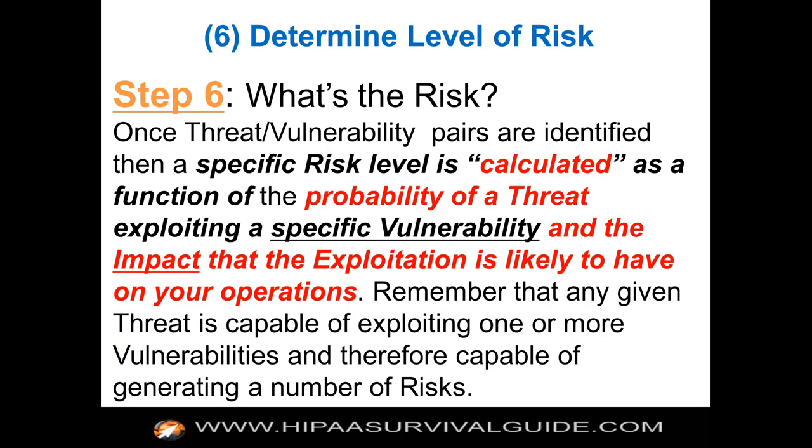So at the end of the day, determine the level of risk. What's the risk? That's the question. Once threat vulnerability pairs are identified, then a specific risk level is calculated. Again, there's no mathematical calculation. It's a function of the probability of the threat exploiting a specific vulnerability and the impact that the exploitation is likely to have. So if it's high that the threat will exploit the vulnerability, power outage, and the impact is devastating, that's high, then the risk is going to be high, right? That's how you would go about calculating the risk as a function of these variables.